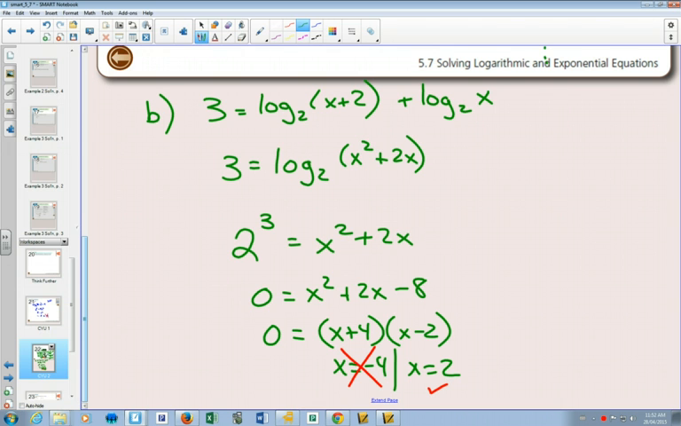And the questions you can do for this one are 11 and 13. Yes?